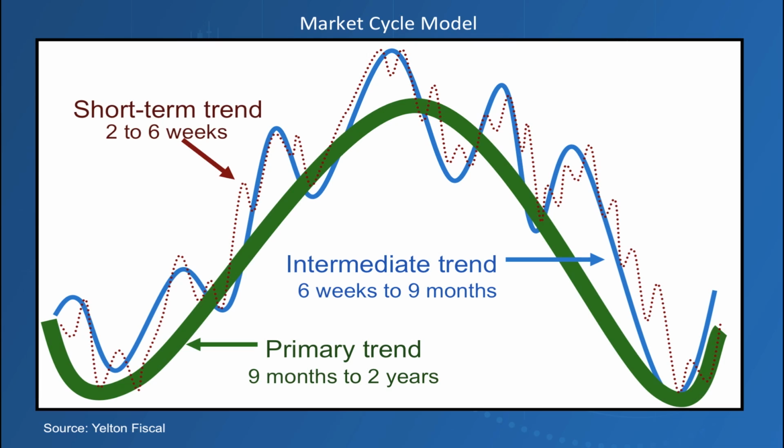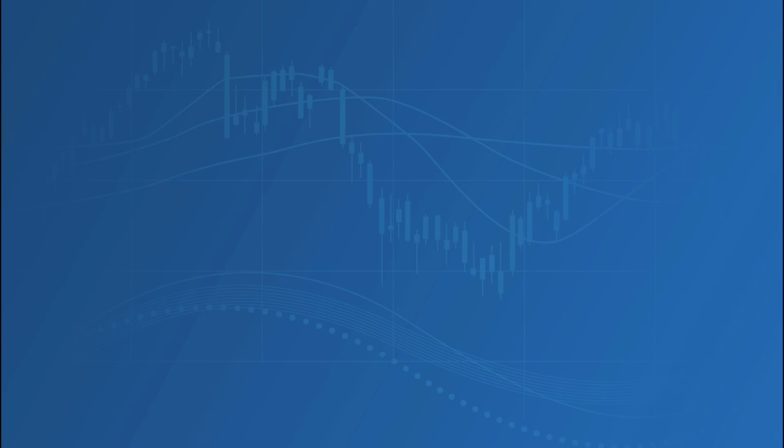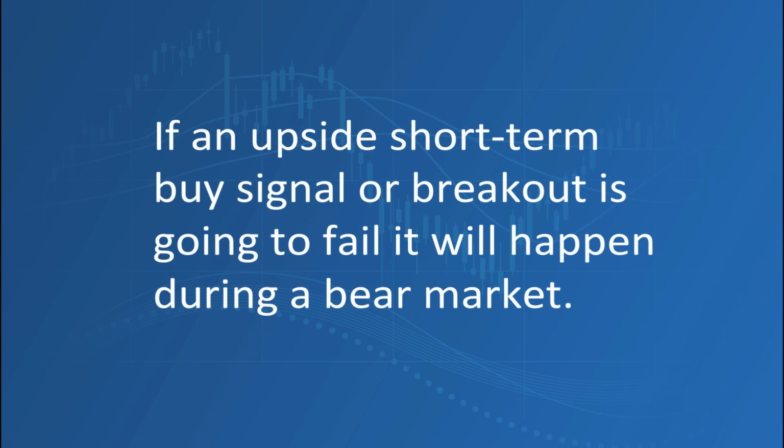Let's get rid of the intermediate series to simplify matters. Now you can see that if you want to go long, you need to do this in the left-hand part of the chart, where the magnitude of the short-term moves is far greater than on the bearish right-hand part. I've done a lot of testing of short-term momentum indicators over the years and observed many upside breakouts and price patterns. My conclusion is that if a short-term buy signal or breakout is going to fail from the long side, it will happen during a bear market, and vice versa for short sales in a bull market.